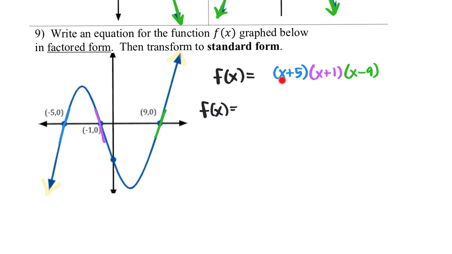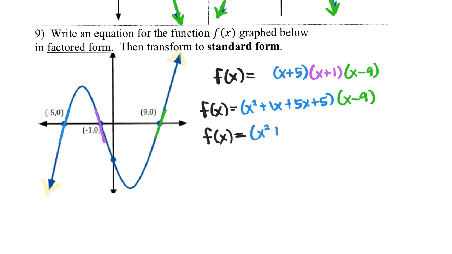If I do x plus 5 times x plus 1, I'm going to multiply it out. x squared plus 1x plus 5x plus 5. I'm going to multiply it by the x minus 9, but I'm going to combine like terms first because I don't want to multiply out all that stuff. That's 6x plus 5 times x minus 9. I still have to multiply it though.